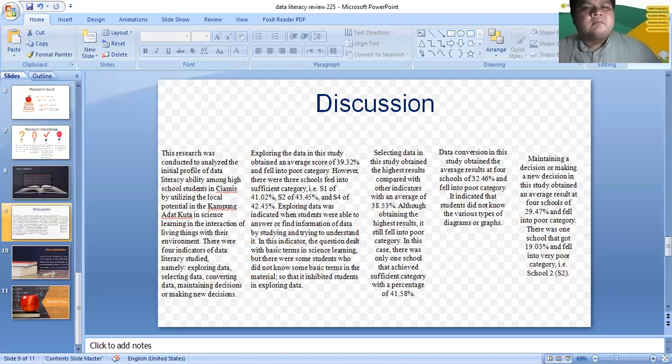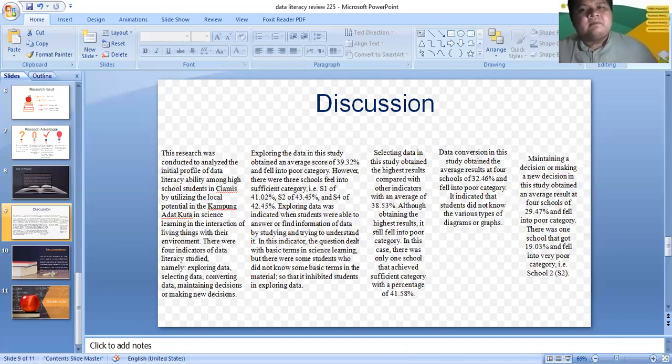However, there were three schools that fell into the sufficient category. For example, school one at 41.02%, school two at 43.45%, and school three at 42.45%. Exploring data was indicated when students were able to answer or find information from data by studying and trying to understand it. In this indicator, the questions dealt with basic terms in science learning, but some students didn't know some basic terms in the material, so it hindered students in exploring data.